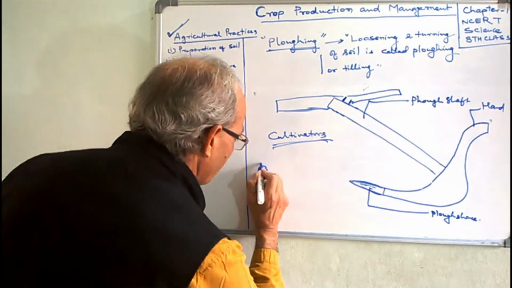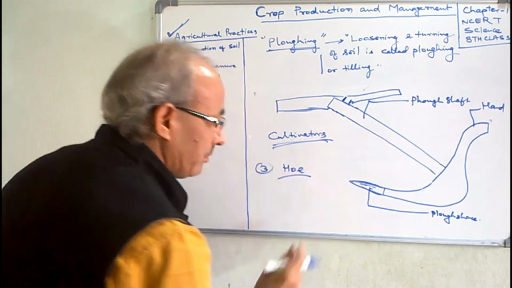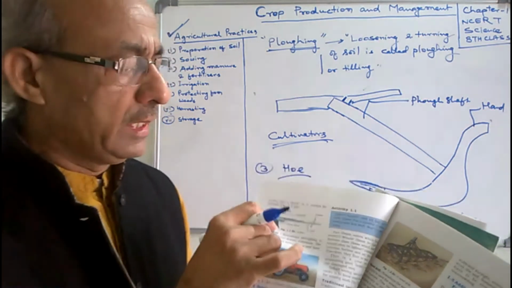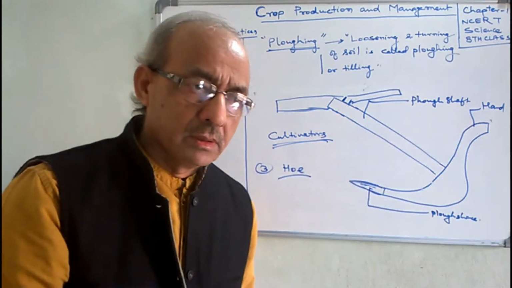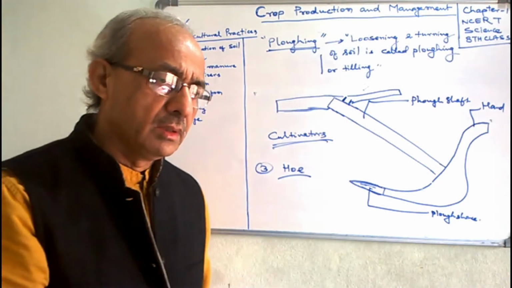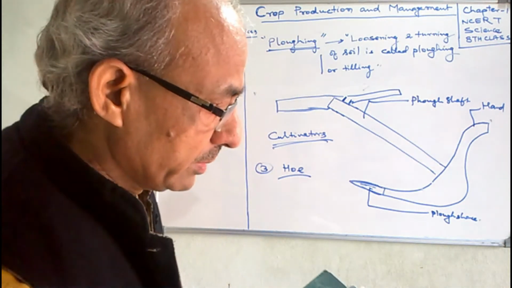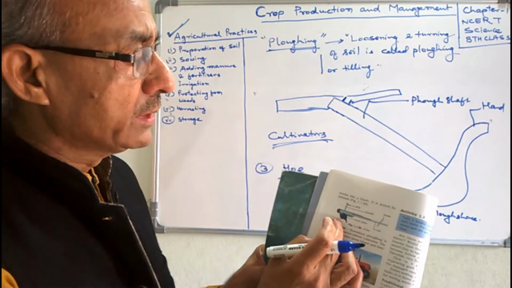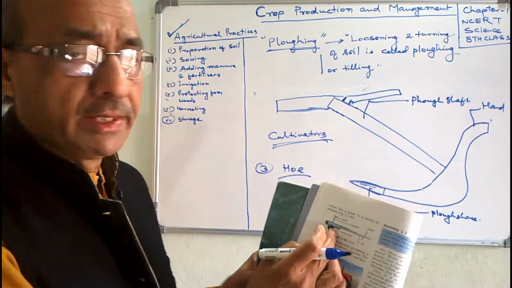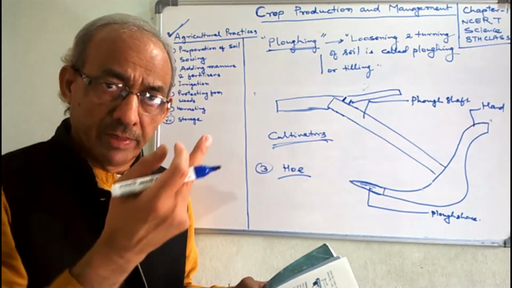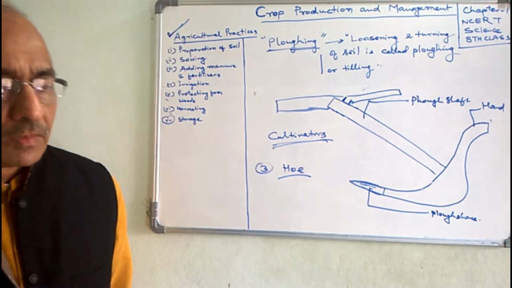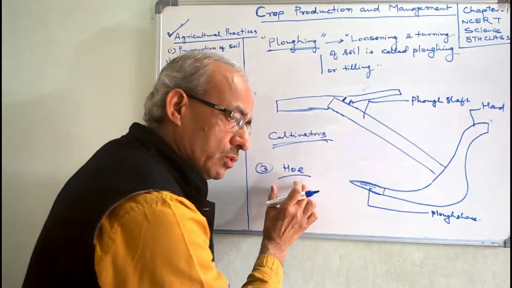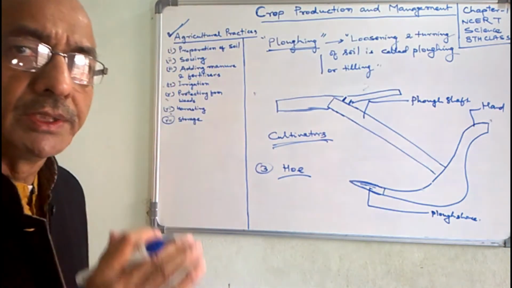And third one, hoe. There is a diagram in your book. This is the diagram of the hoe. In this agricultural implement, most of the part is made of iron. This is the iron beam, and at this end there is a bent plate by which the land is dug. But hoe is mainly used for removing the weeds.